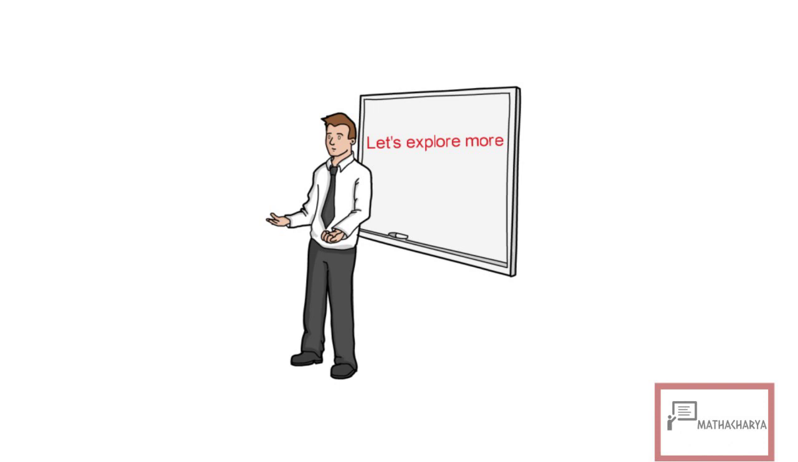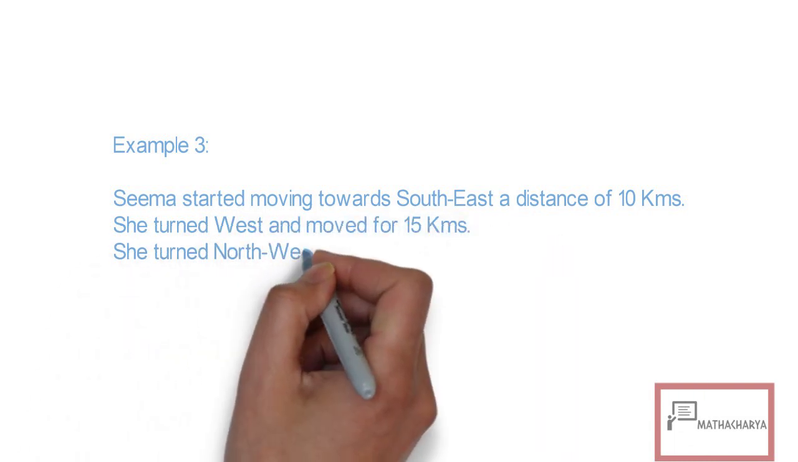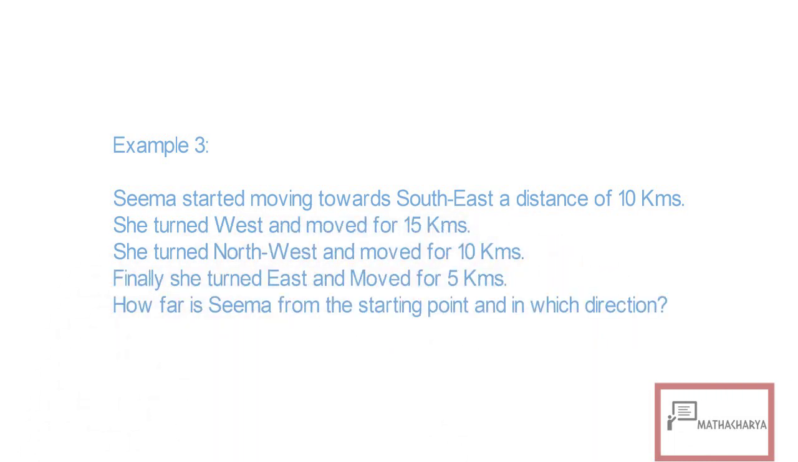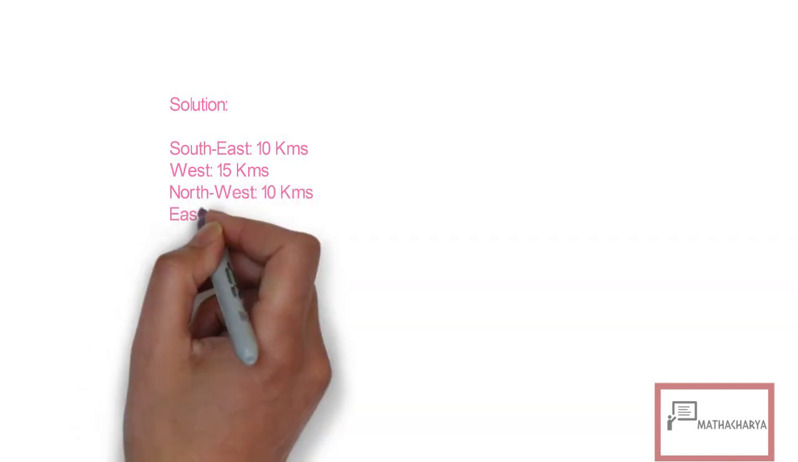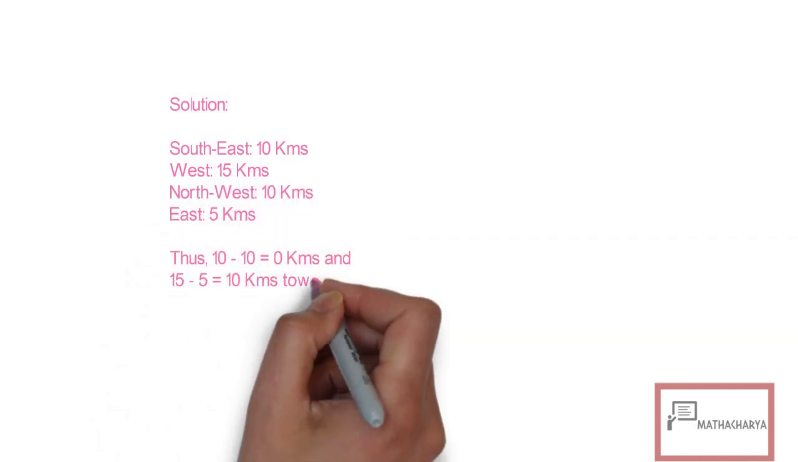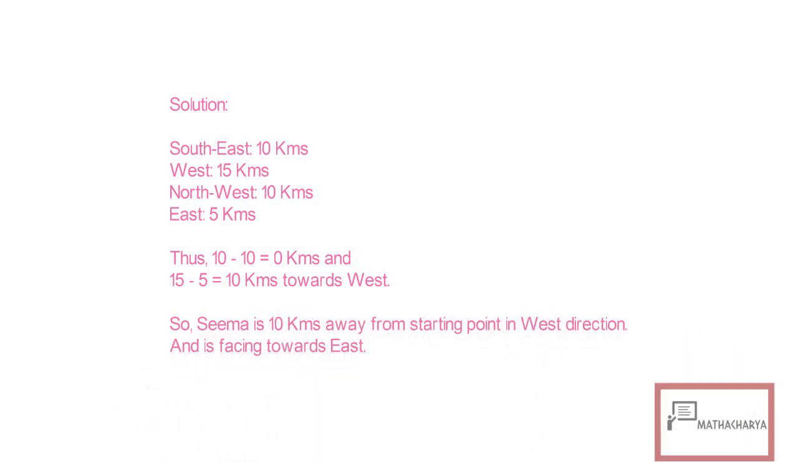Let's move on to our next example, which will include cardinal direction. The question on the screen asks the distance between final point and starting point and the last direction towards which Seema is facing. We all know that southeast and northwest are opposite directions. Thus, the resultant will be subtracted, which will be 0 kilometers. Similarly, east and west are opposite directions and subtracting them will lead to 10 kilometers west. So, Seema is 10 kilometers away from her starting point in west direction and is facing towards east.